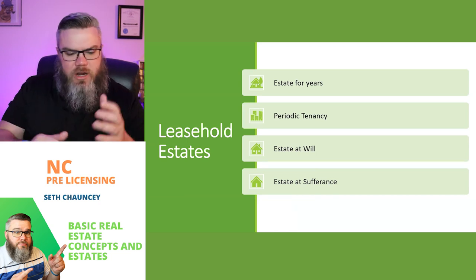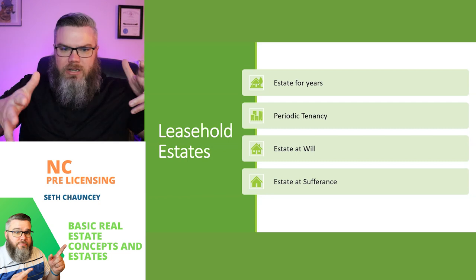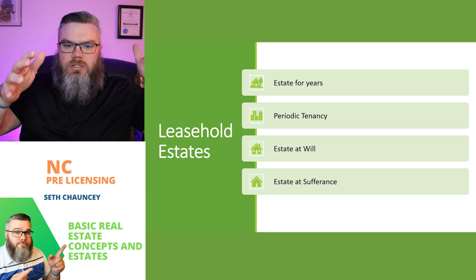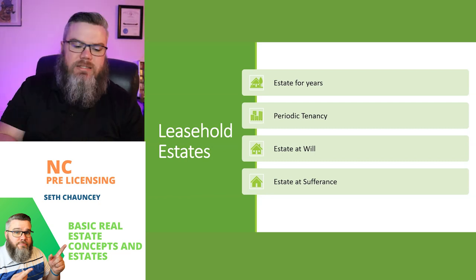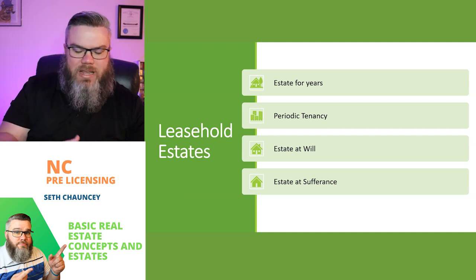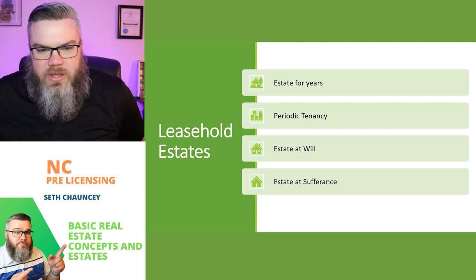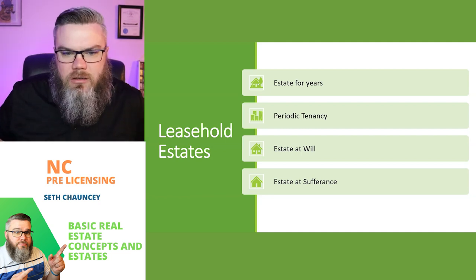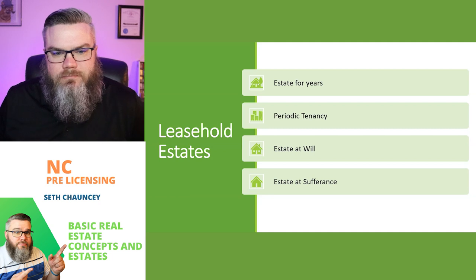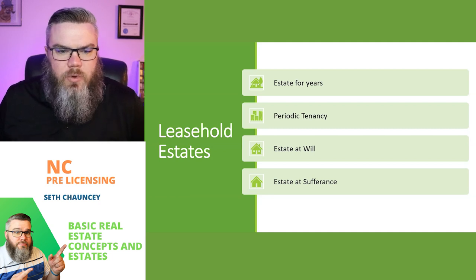So, estate for years, start date, end date, very distinct, okay? When it starts, when it ends, that's an estate for years. Periodic tenancy, if you don't give notice, it will automatically renew for some subsequent term. An estate at will, you ready for this? It's super complicated. With permission. That's it. An estate at will is with permission.